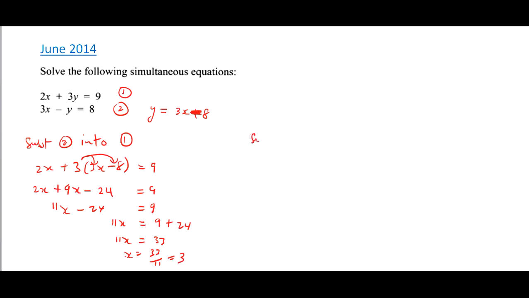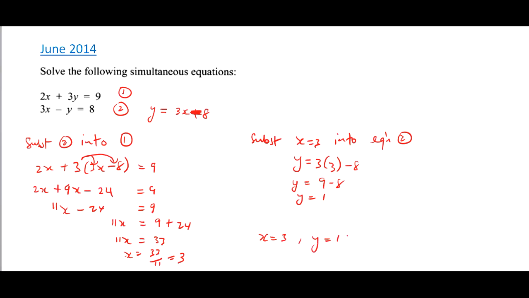Alright, so now we have to substitute x equal 3 into equation 2. So we end up with y is equal to 3 by x, which is 3, minus 8, which is 9 minus 8. So y is equal to 1. And again, you can substitute. So the solution is x equal 3 and y is equal to 1. Okay.